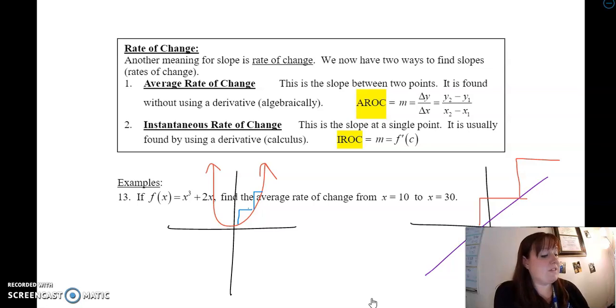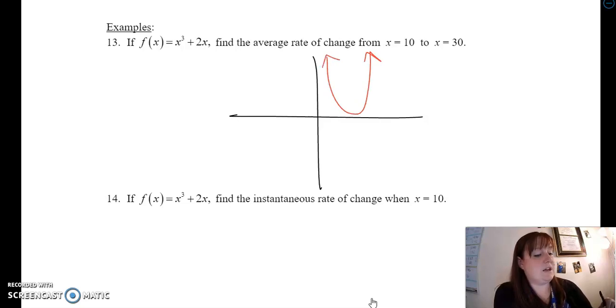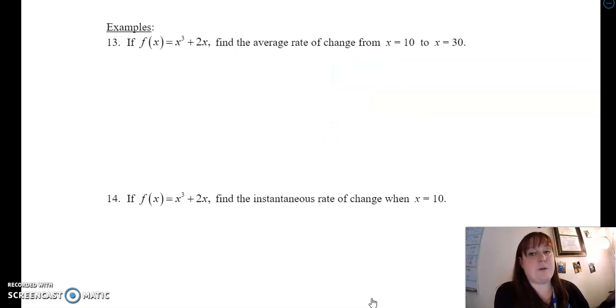So basically, the way we find the average rate of change is we draw a secant line. Remember, a secant line is just a line that goes through the function at 2 points. So we draw a secant line from the first point to the second point, and then we just find the slope in between those 2 points by using our slope formula, change in y over change in x. So let's look at what that looks like. I need the average rate of change from x equals 10 to x equals 30 on this function. The first thing is I need to figure out what those 2 points are, right? I need to find the slope in between those 2 points. So I'm going to write down those points.